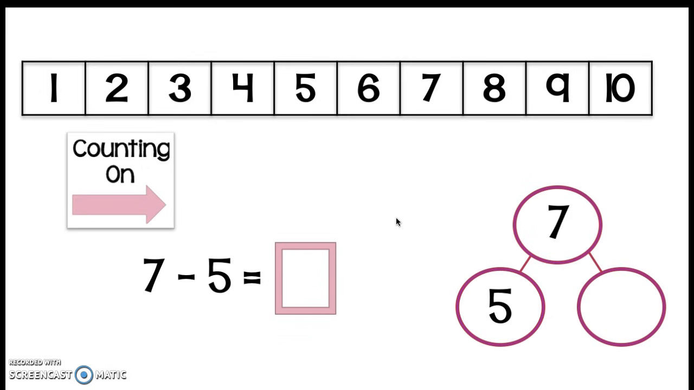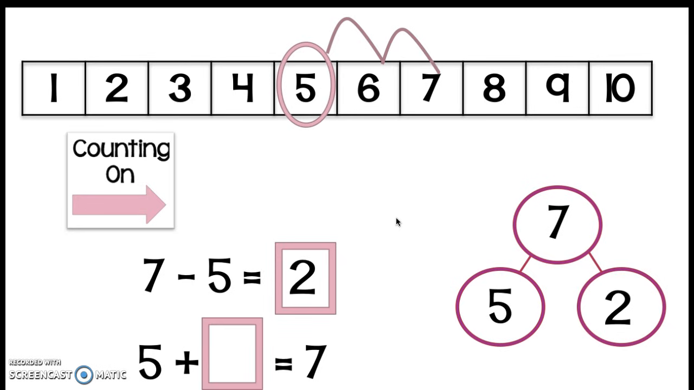Is that what you went with? Perfect. I started at 5, and I counted up to 7 with my good jumps. What's my answer, friend? Perfect. 2. 2 was the missing part. Now, here's the deal. If you're going to count on, you need to write an addition sentence that goes along with it. You can't just count on and then not change the problem, because you made the numbers work for you instead of you working for the numbers. So let's see. I would have to write 5 plus something equals 7. And then the unknown that I looked for was 2.